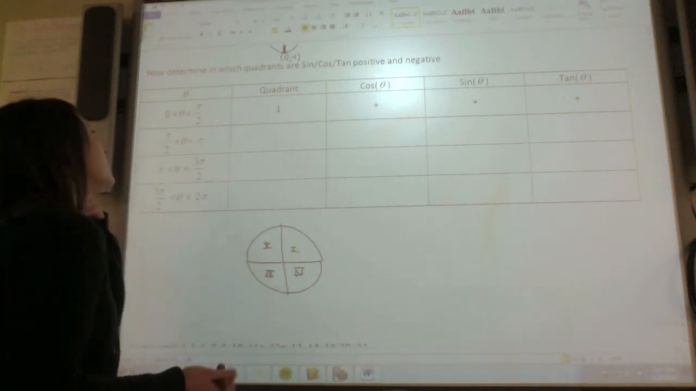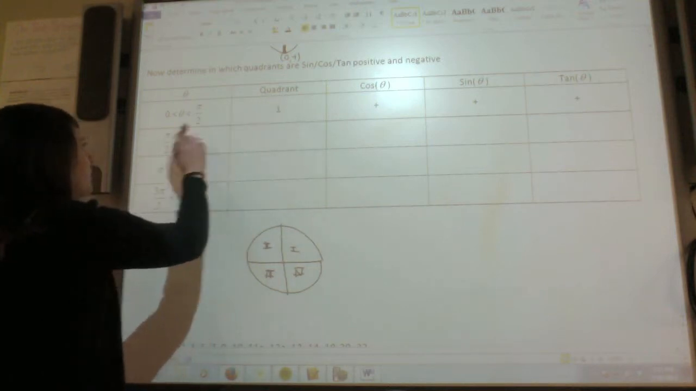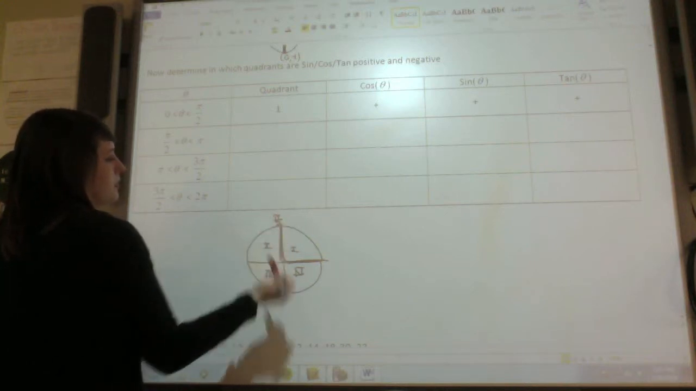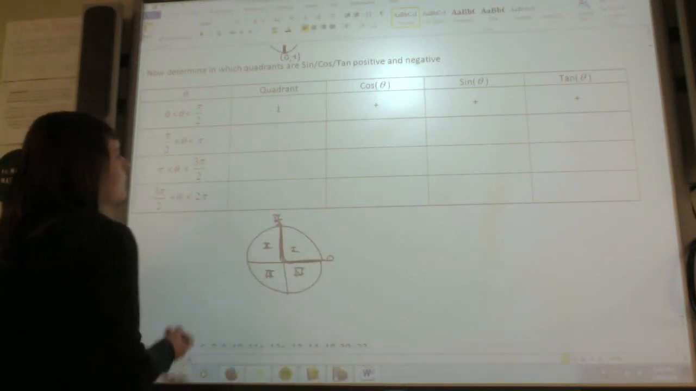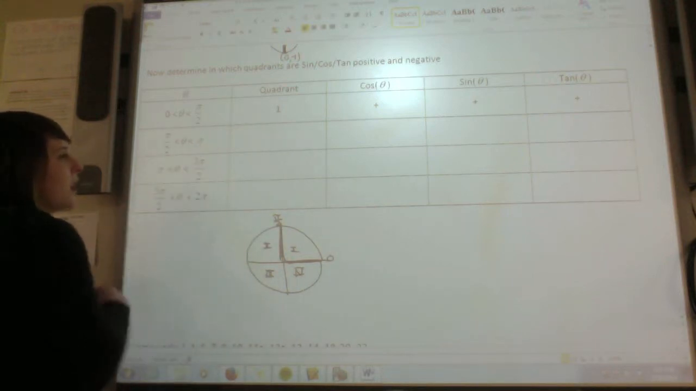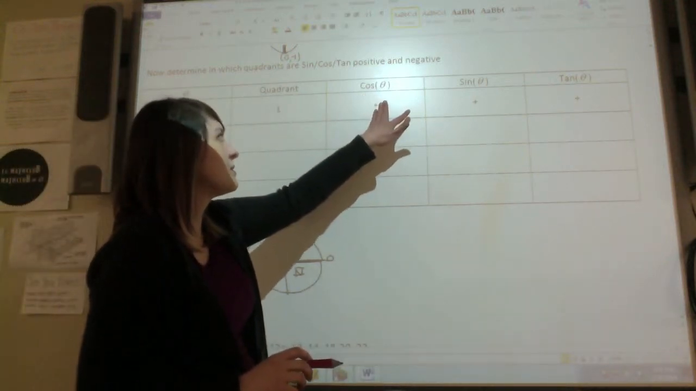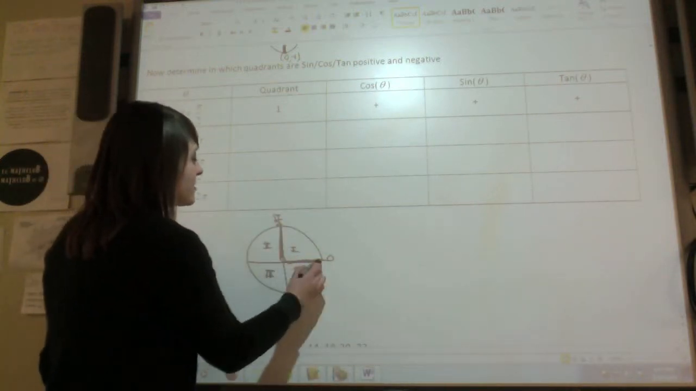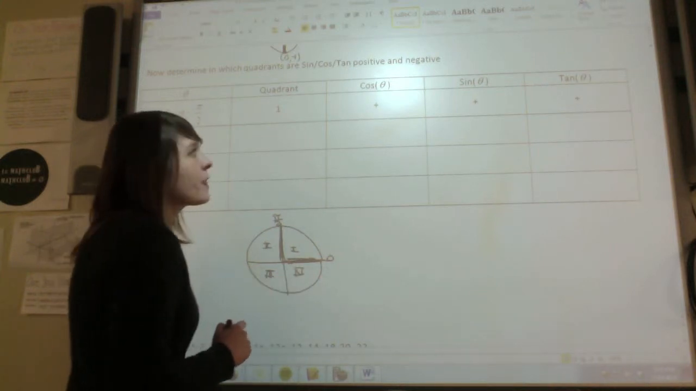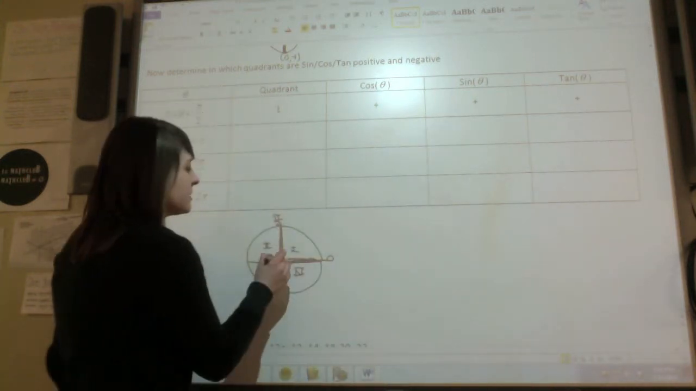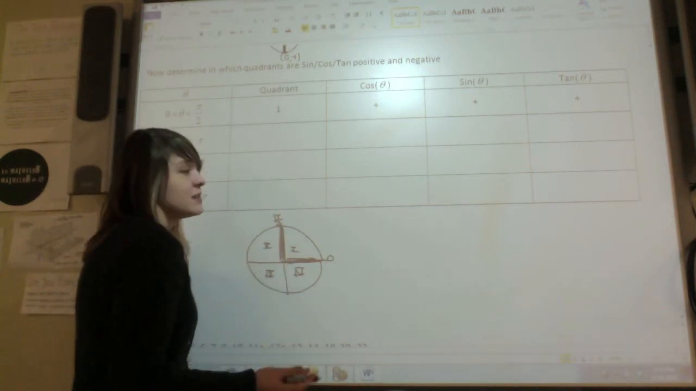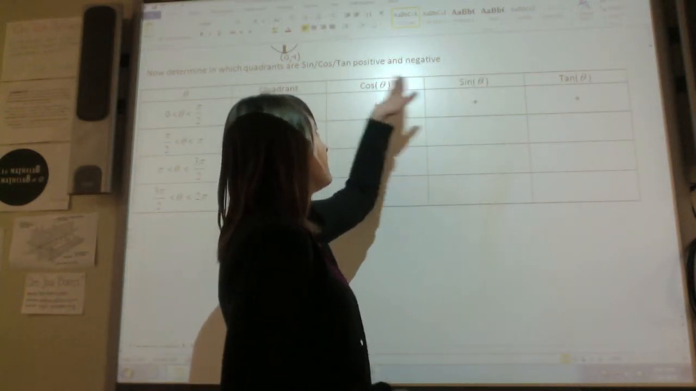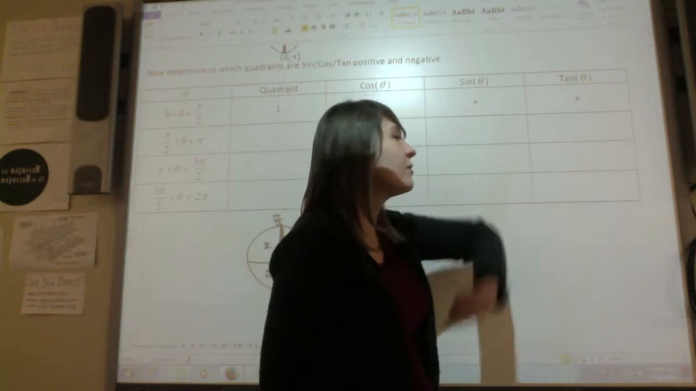So if I'm thinking about quadrant 1, which is between 0 and pi over 2, I know that my cosine values are going to be positive. The reason I know that is because cosine corresponds to my x values, and in the first quadrant, I only have positive x values. I know that my sine values are also going to be positive because in the first quadrant, I have positive y values. And then tangent is always sine over cosine. Well, if I take my sine, which is positive, divided by my cosine, which is positive, I will also get a positive value.